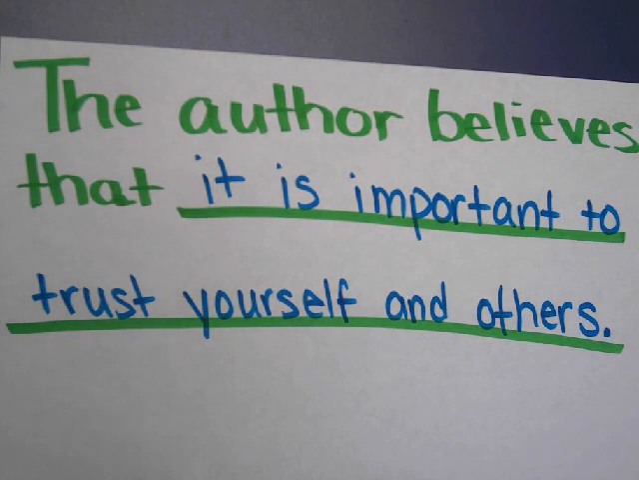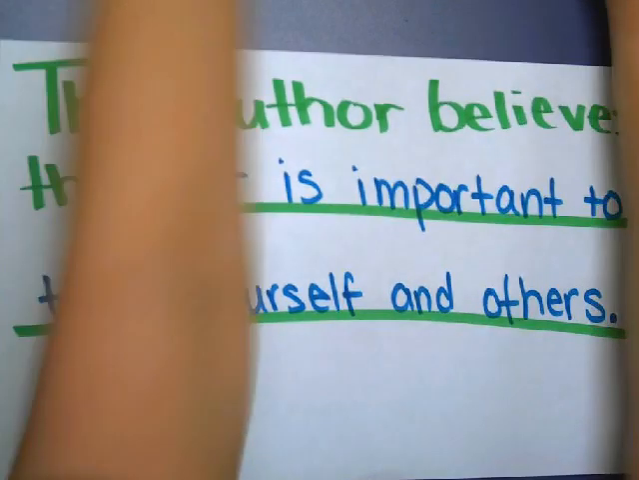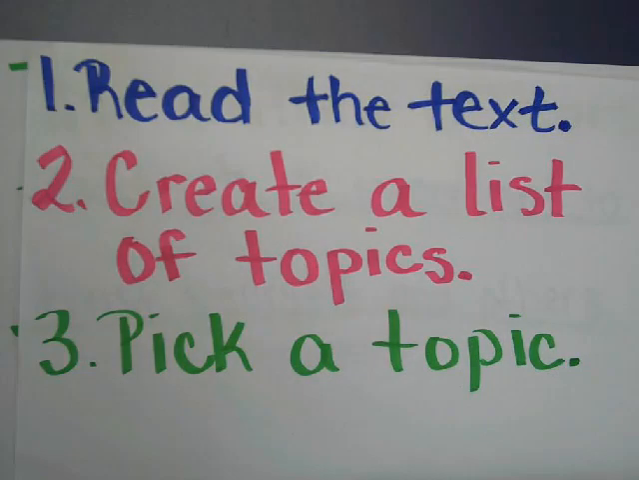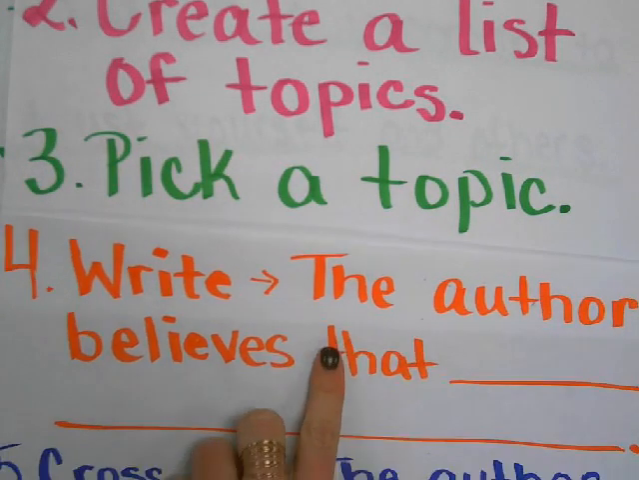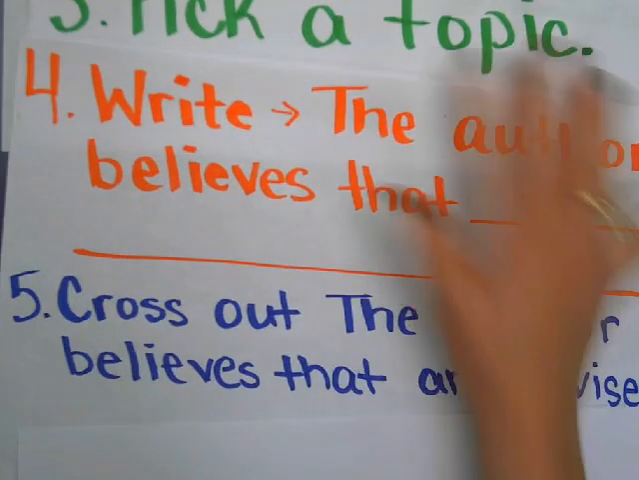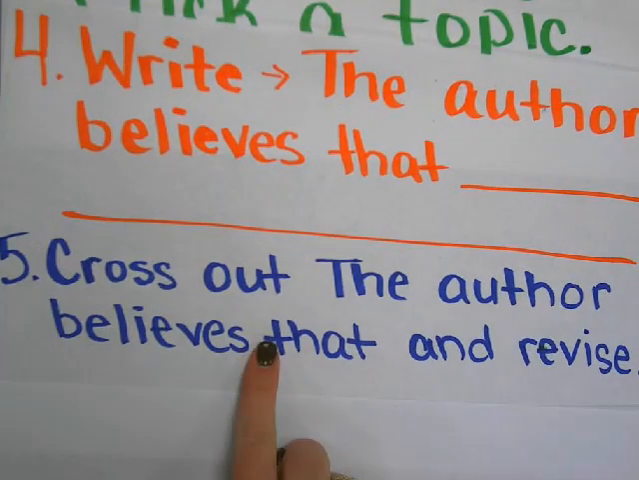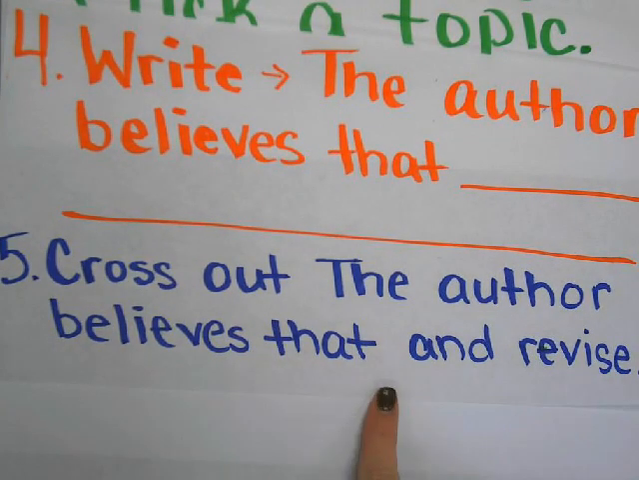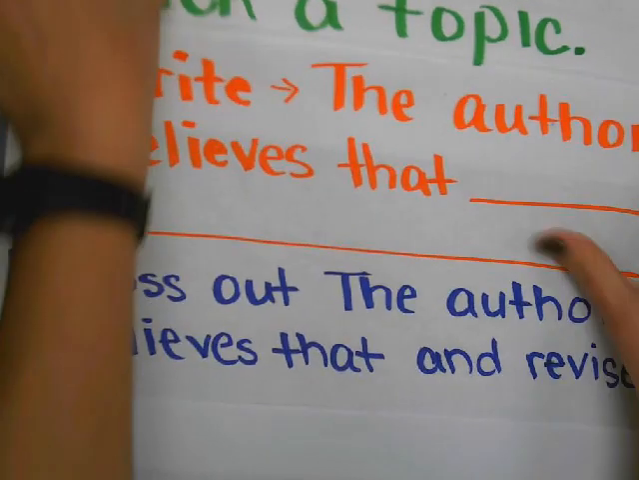All right, now guys, I want you to hold on because we're not quite done yet, okay? We were on step 4. We had completed several other steps. I'm going to review those with you. We had read the text, create a list of topics. We chose our topic, which was trust. Then we wrote, the author believes that. Now for step 5, this one is important. We need to make sure we do that because this is where we get our actual theme. We need to cross out the author believes that, and we're going to revise.